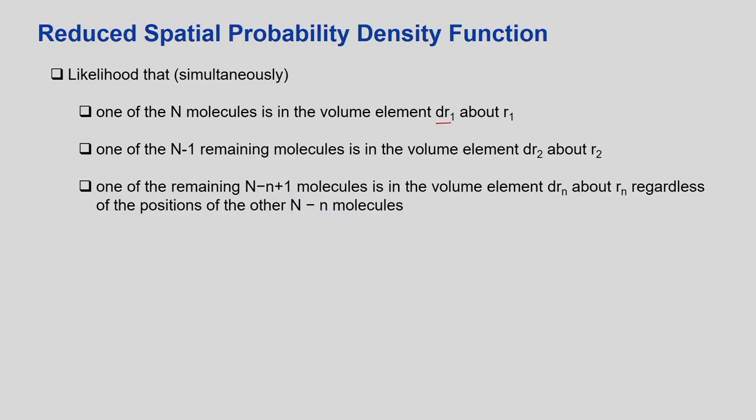So it means, if I want to write this in terms of likelihood, one of the n molecules can be in DR1, then the remaining, there will be n minus 1 only. Any one of the n minus 1 remaining molecules will be in DR2, and so on, until the last one is in the volume DRn about Rn, regardless of the position of the other n minus n molecules. So these n minus n molecules are within the elemental volume.